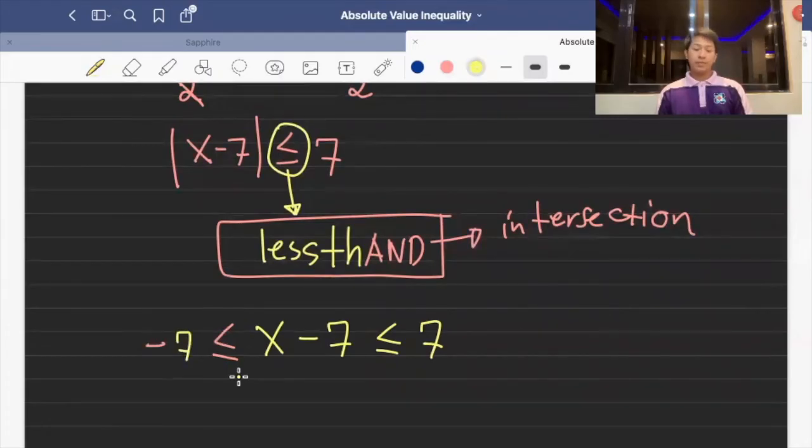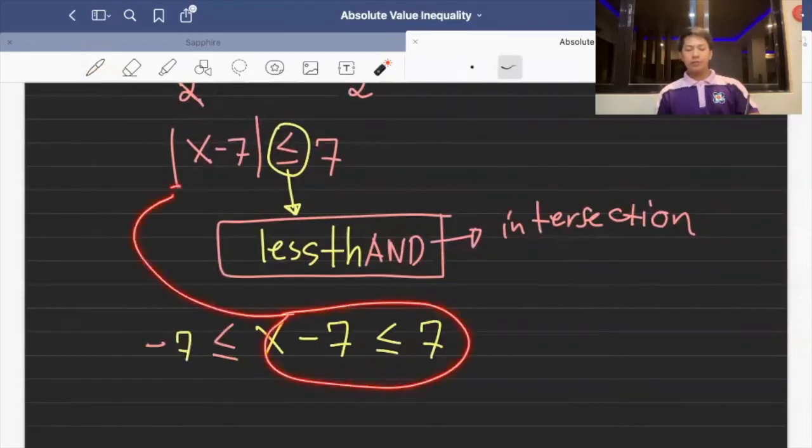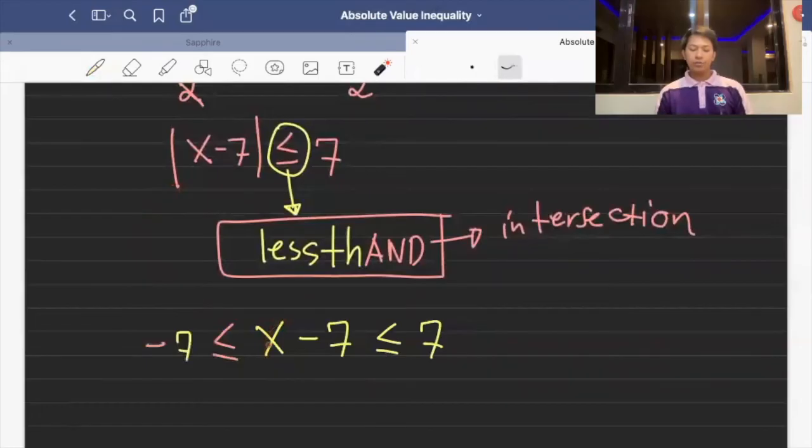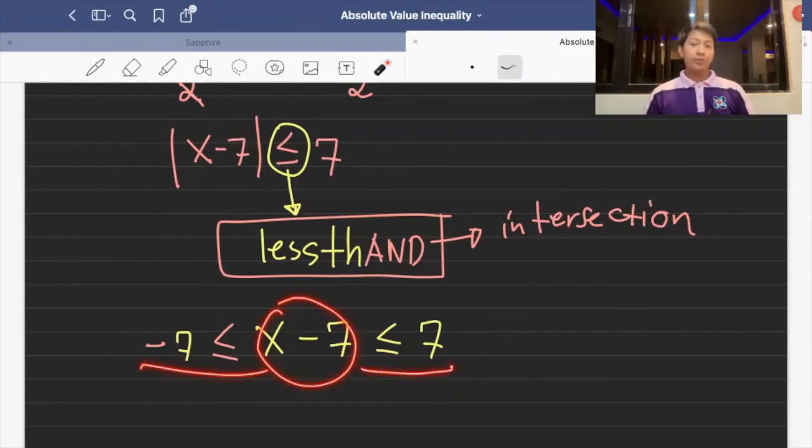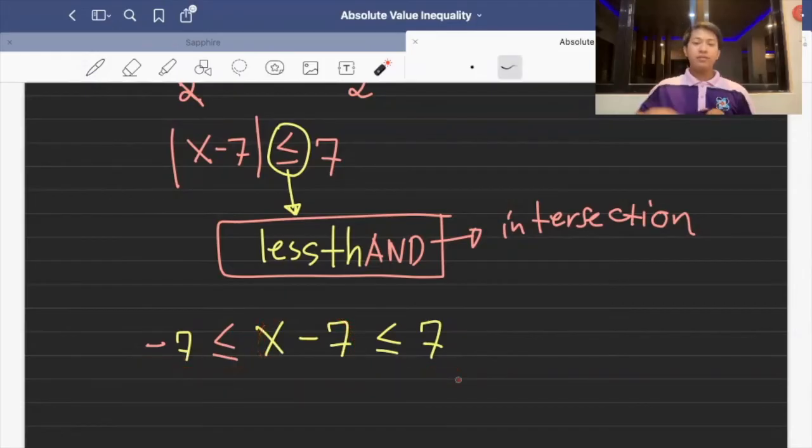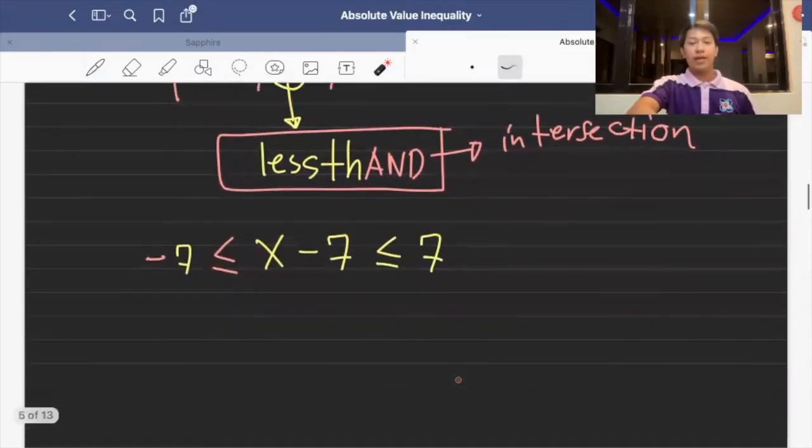Is that okay? Again, I just copied everything after dropping the absolute value sign. And since this is less than or equal to, I reversed it to greater than or equal to, and then multiplied 7 by a negative. So we read this as x minus 7 is greater than or equal to negative 7, but less than or equal to 7. And then just solve for the value of x.